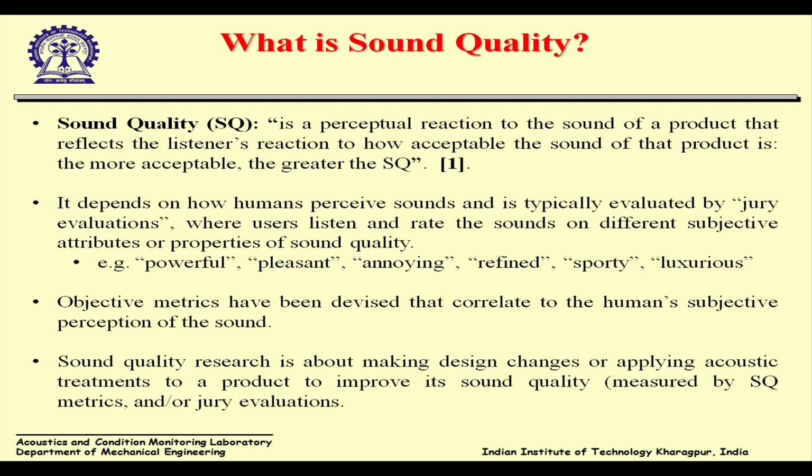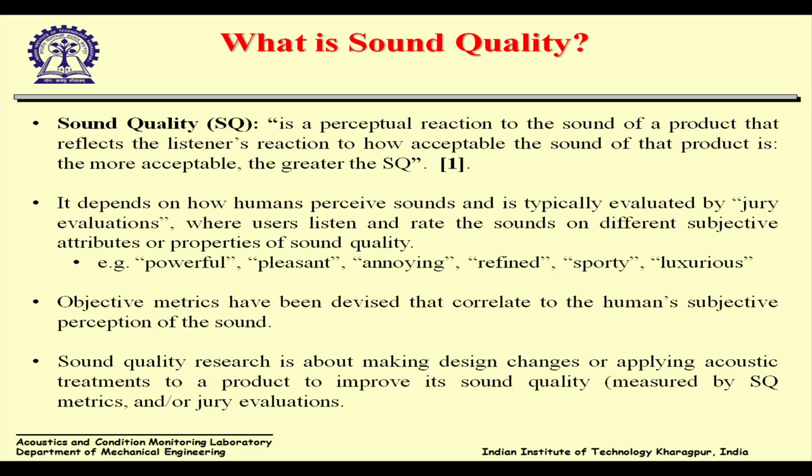And as you know, the definition itself involves how humans perceive and judge the sound. So it is very subjective, and it is usually measured through jury evaluations where we have a set of listeners who listen to the sound of the product and then rate it on some subjective attributes such as how powerful, pleasant, annoying, refined, sporty, luxurious, various adjectives. Refined and sporty can be used for car sounds. Annoying is mainly for community noise or traffic related noise. So the same car sound which was informative to a driver now becomes a source of noise for the residents who are living beside a very high traffic area.